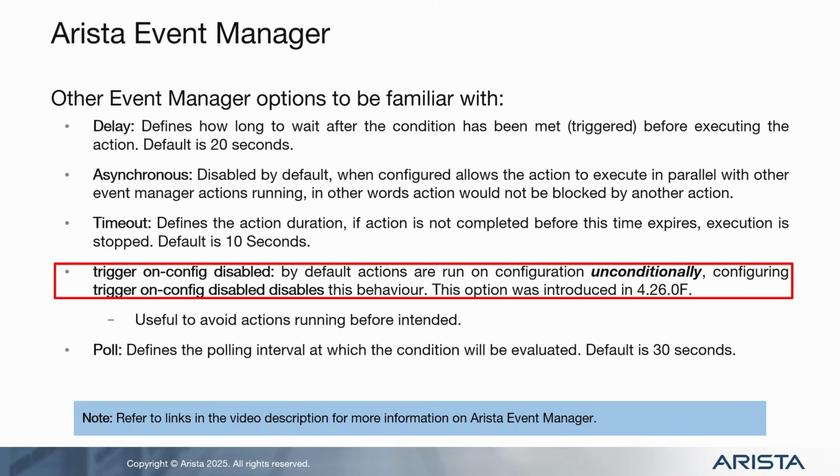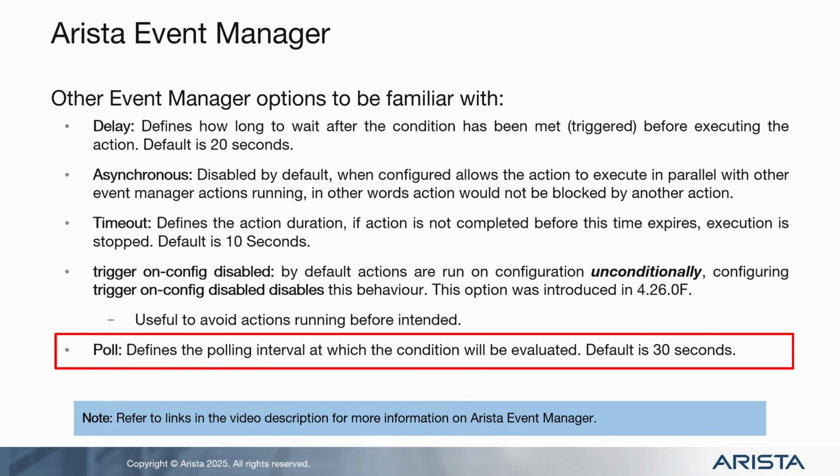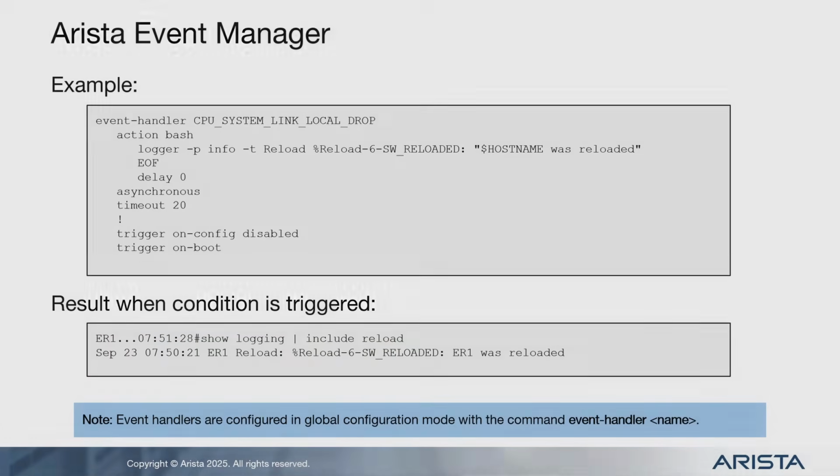Trigger on counter disable is going to allow us to configure our event handler in a way that it doesn't trigger immediately after being configured. Poll interval defines how often the condition will be evaluated. The default is 30 seconds. Here we have a very simple event handler that's going to trigger on boot, and the action is to log a message to notify the operator that the switch was reloaded.